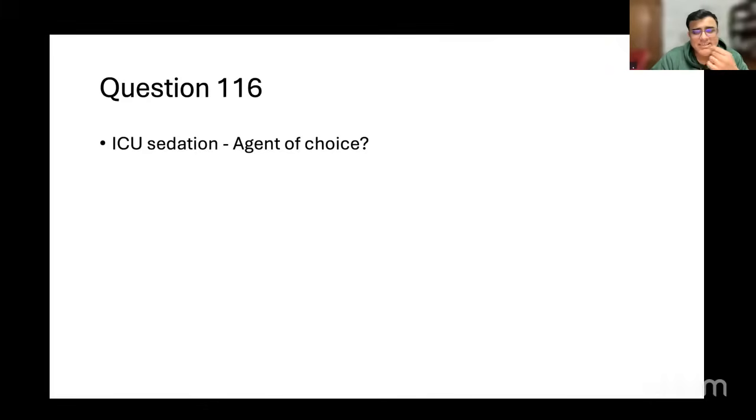Is dexmedetomidine the sedation agent of choice? According to the recent PADIS guidelines, dexmedetomidine is the preferred ICU sedation choice because it causes less delirium. And because of that less delirium, your patients will have less post-intensive care syndrome.